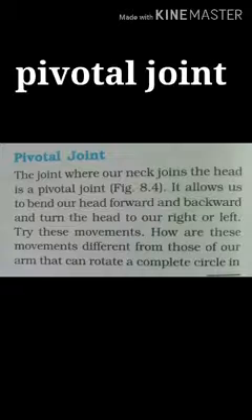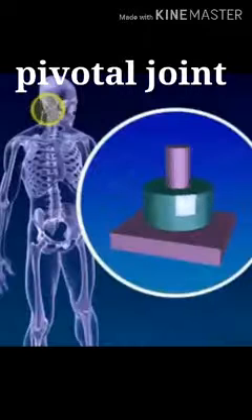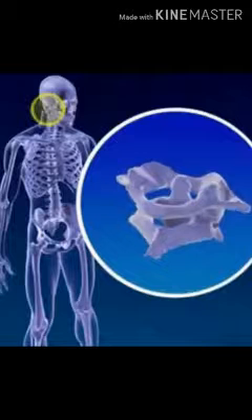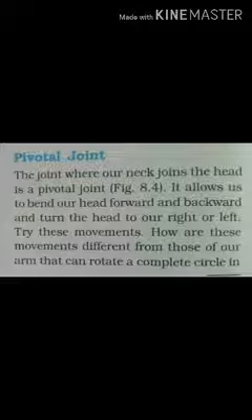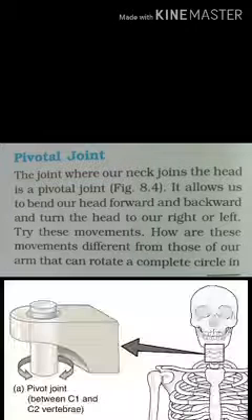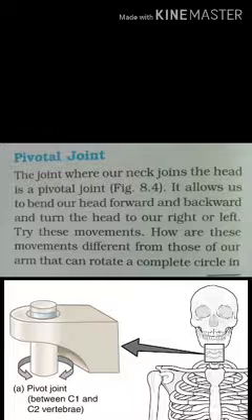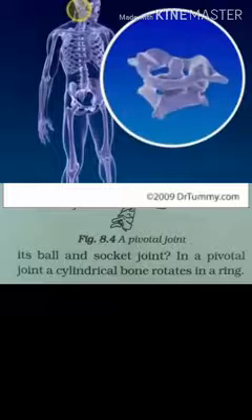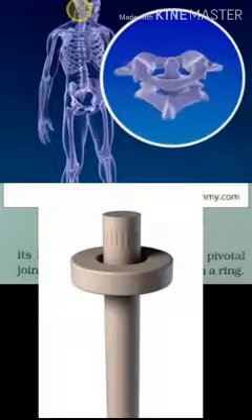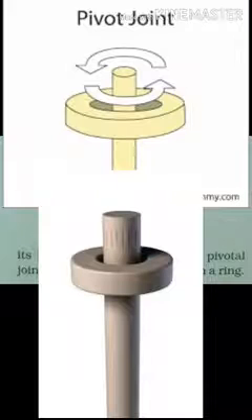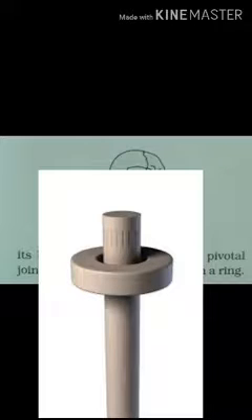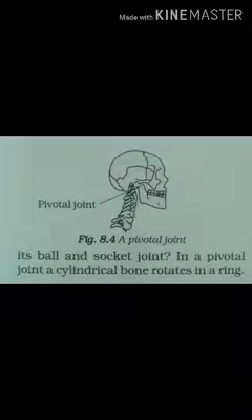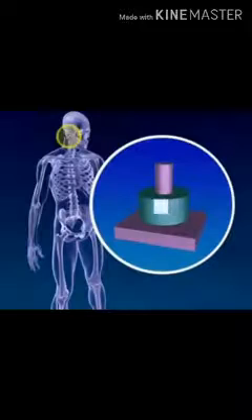Next is the pivotal joint. Pivotal joint is how it is seen here. This joint joins the head to the neck. It allows us to bend the head in forward, backward and sideways directions. In this joint, as you can see, a cylindrical bone rotates inside a ring, and so it can move freely in the directions forward, backward and sideways.